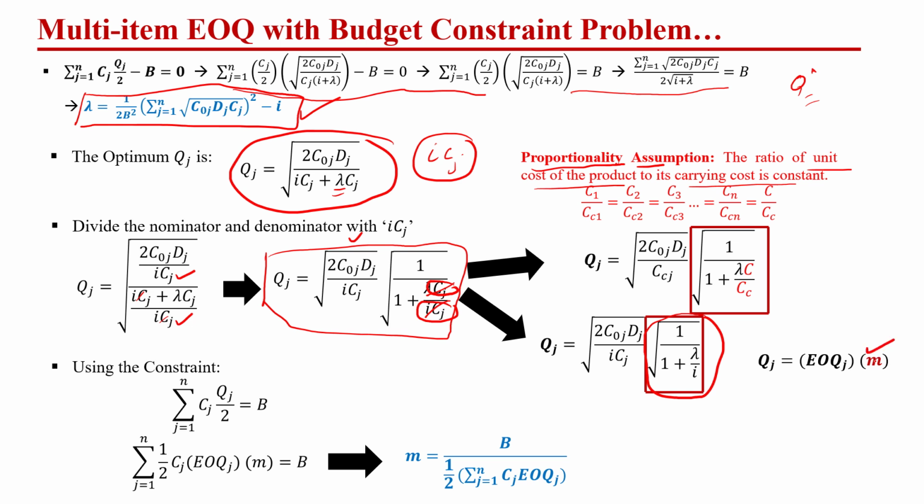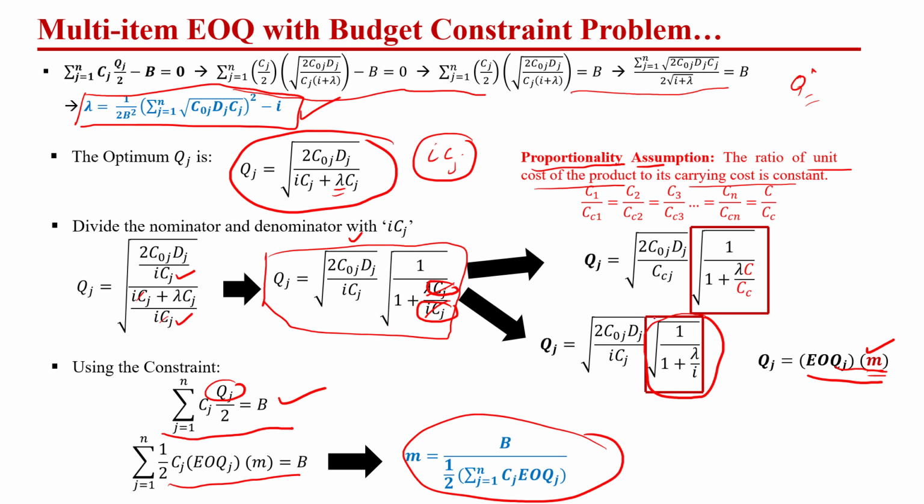If I am calling this part m, that means I need to find out the value of m because I do not know the value of lambda. So how can I find out the value of m? Simply by putting this value in the budget constraint. In our multi-item budget constraint model, our constraint was this one. So I'm replacing this Q with this value, which is EOQj times m, and this C by 2 separately. Now, by simplifying this one, we will get the value of m.